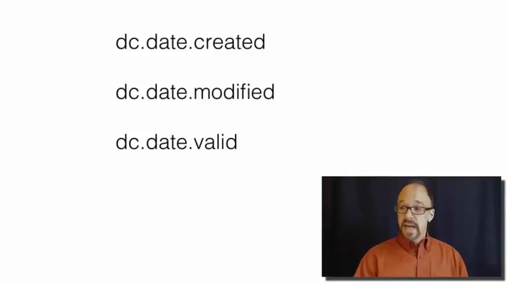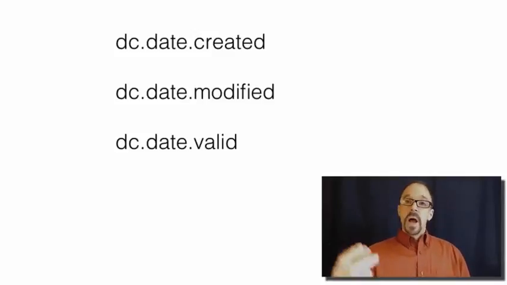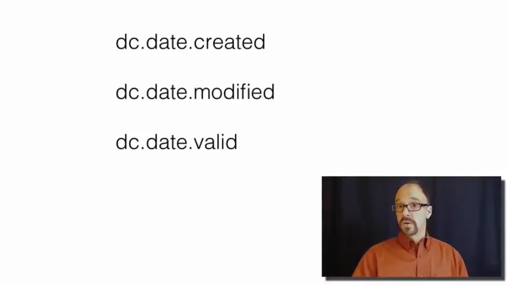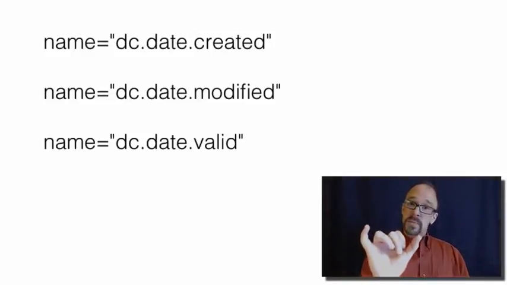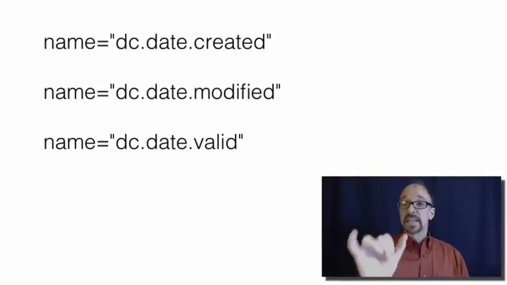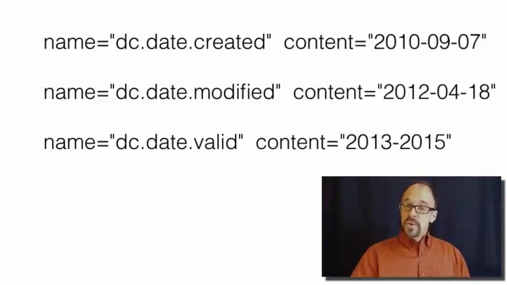So you would have DC.date.created, DC.date.modified, right? Your refinements simply get tacked on to the end of the element, right? Now, for those of you who have some programming background, this A dot B dot C syntax should look familiar. Then that becomes the name attribute that gets assigned to the name attribute in the meta tag. And then you would fill in whatever value is appropriate for that refined element, right?